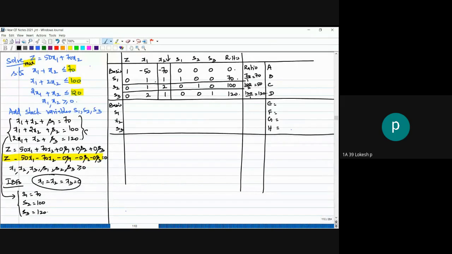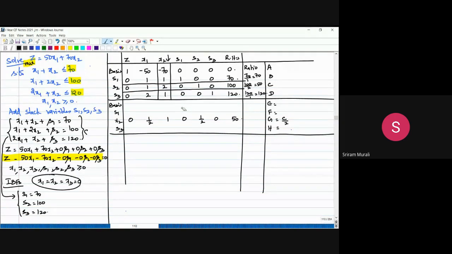Make the pivot element 1. Therefore, divide C by 2. If I divide C by 2, this will become 1 by 2, 1, 0, 1 by 2, 0, and 100 by 2 will be 50. So first ensure whether the pivot element is 1. If not, make it 1. Then using this one, make these elements 0. Without making it 1, don't do that.